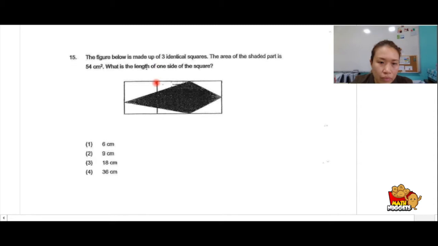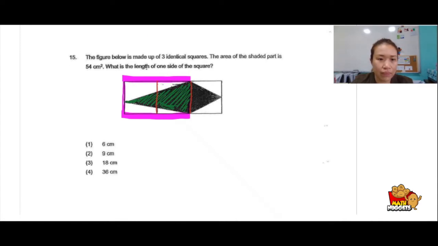Question 15. So you have 3 identical squares. Okay. So they tell us the area of the shaded part is 54. So what is the length of one side of the square? If you look at this triangle here, this green shaded triangle is actually half of the purple rectangle. It's half shaded. Okay.